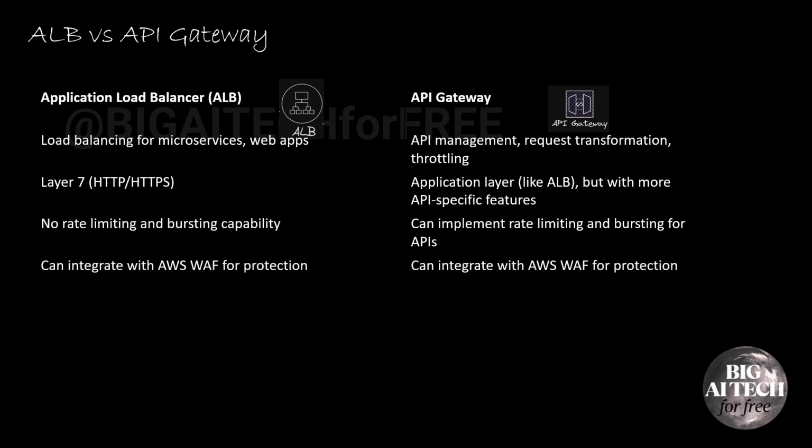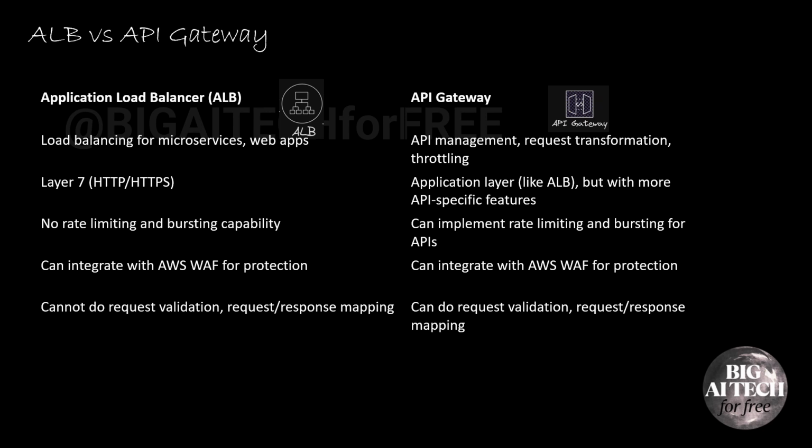There's not any difference here, both can integrate with web application firewall. The next difference is that ALB cannot do request validation, request response mapping, and other things similar to that, whereas API Gateway can do request validation and request response mapping. So what does this mean? If you are expecting a field, for example an invoice ID, and it's not present, API Gateway can reject it. No need to go to the backend to perform these checks.